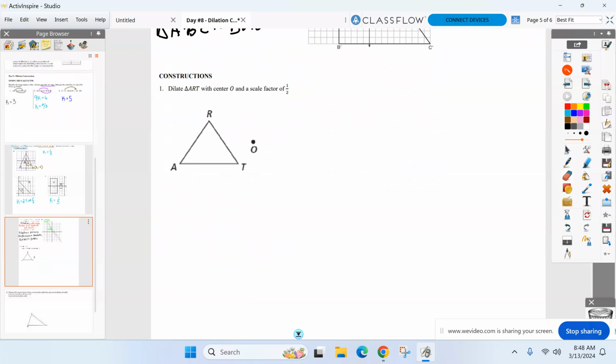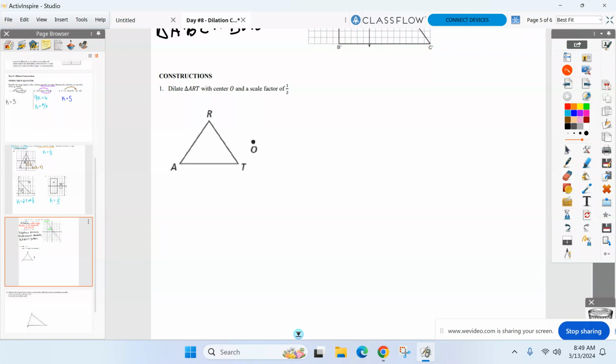All right, first one. Dilate triangle ART. The center's got to be at O and a scale factor of 1/2. Before we use the compass or straight edge, I want to make sure I'm explaining this well enough. What's about to happen? When we are done with this problem, what's this thing going to look like? Smaller. Perfect. And what's going to happen to point A, R, and T? Further away from O or closer to O? Closer. All right, because the scale factor is less than 1. So we all envision a smaller triangle. A, R, and T are all going to get closer to O.